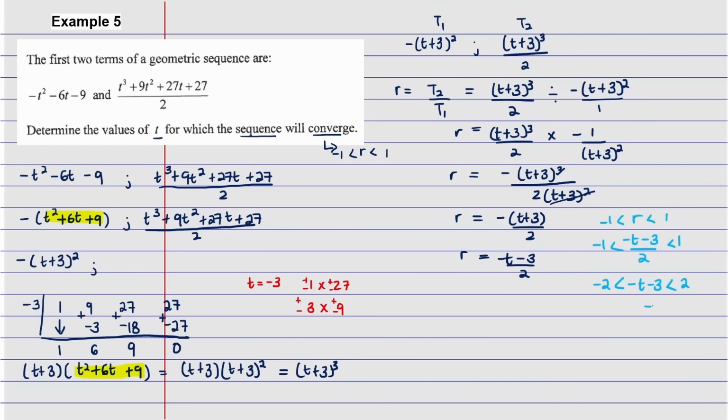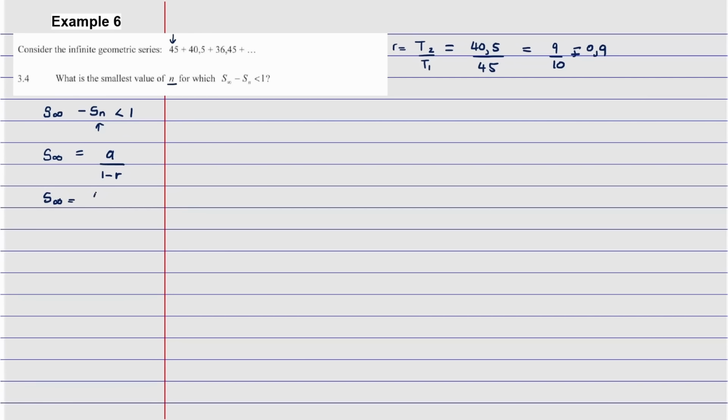So now, finding the sum to infinity, it's going to be equal to a divided by 1 minus r. A in our case is 45. So the sum to infinity is equal to 45 divided by 1 minus 0,9. Punch that into the calculator. You're going to get that the sum to infinity is equal to 450. That's going to be your sum to infinity.